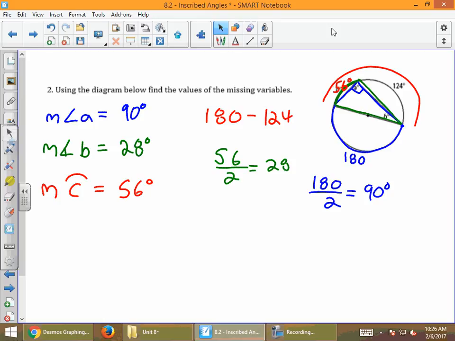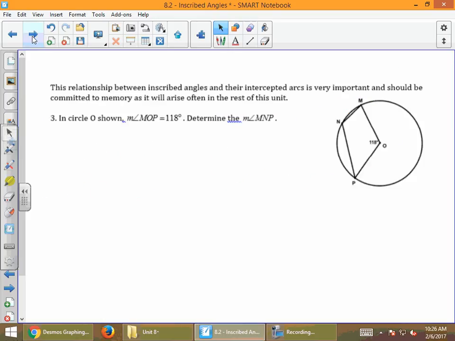Any questions on those? Again, you'll get more practice with this. It'll be a lot easier to just figure out the pieces working around. Questions? Again, with inscribed angles, that relationship between the angle and the arc is important, and you're going to see it here in the next couple of pages.